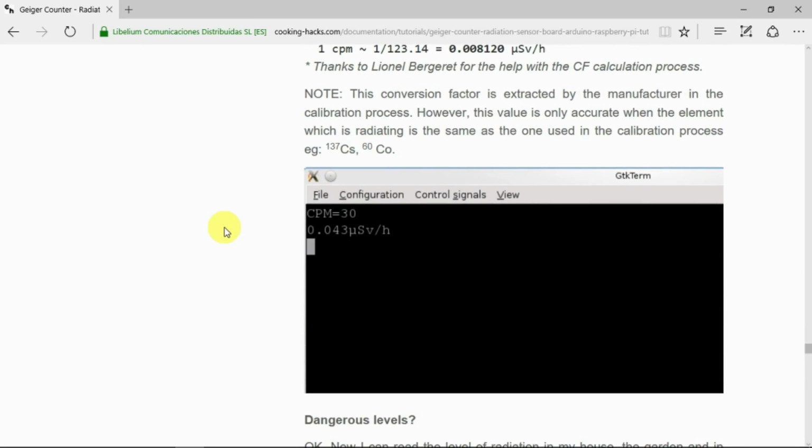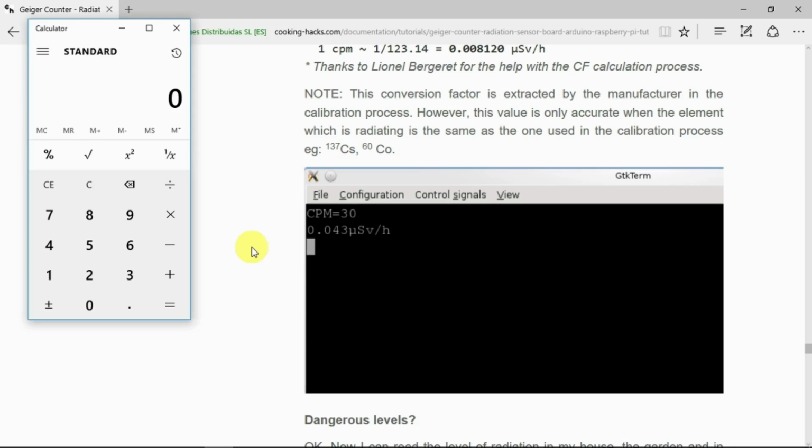Now this was one thing that I do question. Here is their example of counts per minute equals 30 and the microsieverts. Now as far as my calculator goes, if we take 30 and we multiply it by the conversion factor, it actually comes out to 0.2436 and nowhere near 0.043. So I don't know where they get that number from. Equally, the picture above showing the 53 is not correct either. I can only assume that they were actually using a different tube in this instance with a different conversion factor.